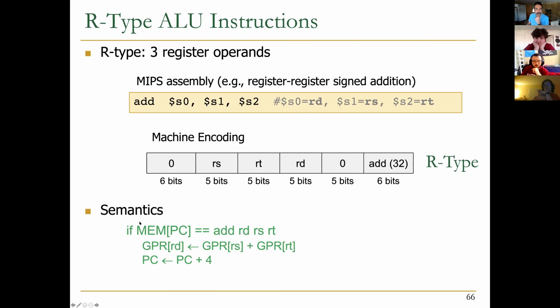So if the memory address of the PC is equal to this instruction, meaning the add instruction, you need to add the content of the source register, whatever value resides in the source register, to a target register, and once you add them up, you put it into the destination, and you increment PC by 4. Okay, very simple semantic. Hopefully it is super clear for you.